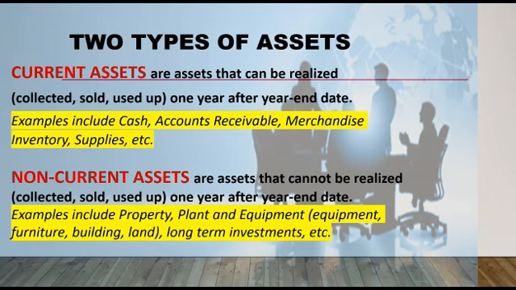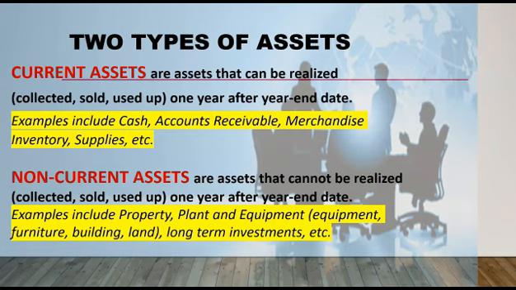When we say a realized asset, class, these assets can be collected, can be sold, or can be used 1 year after the year-end date. Remember, these assets, class, can be realized. While the non-current assets are the assets that cannot be realized after 1 year. Remember the examples, class, of current and non-current assets.